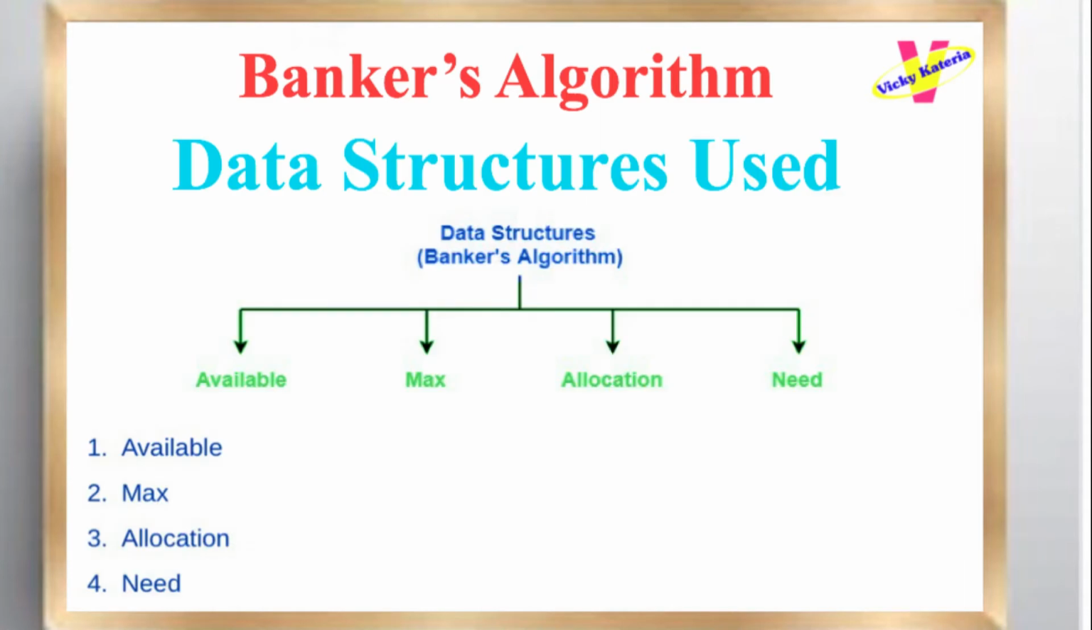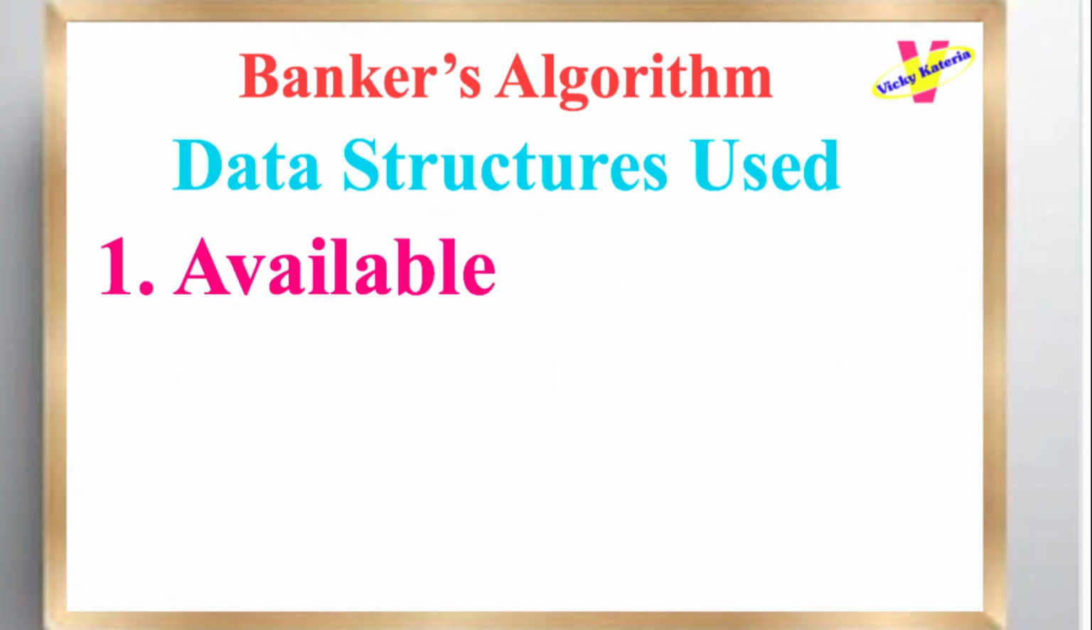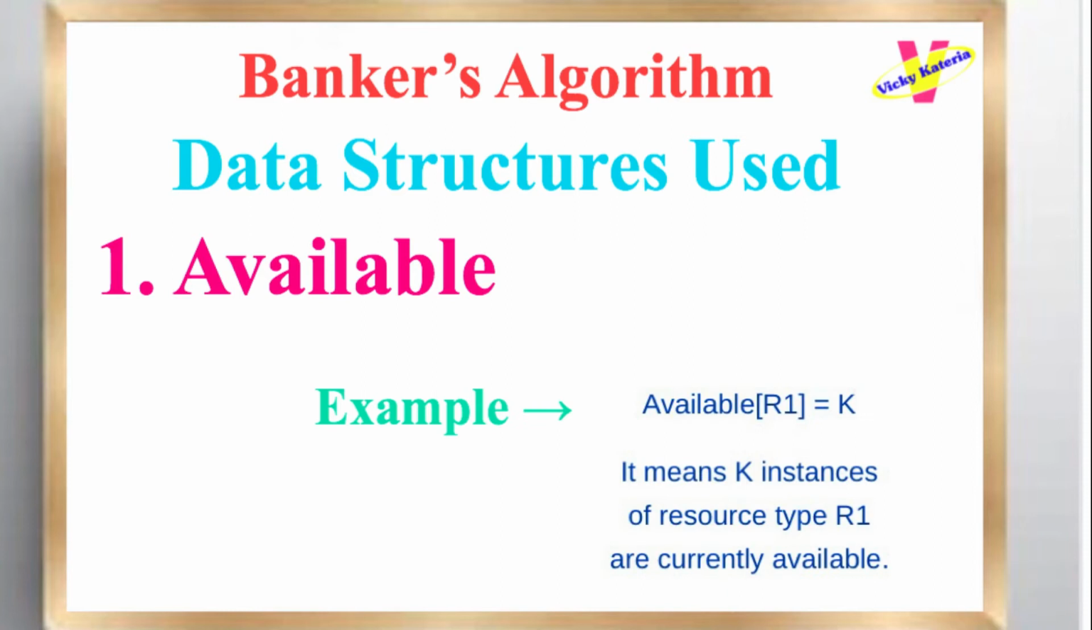Data structures used to implement Banker's algorithm. Following 4 data structures are used: Available, Max, Allocation, Need. Available. It is a single-dimensional array that specifies the number of instances of each resource type currently available. Example: Available[R1] equals K, it means K instances of resource type R1 are currently available.